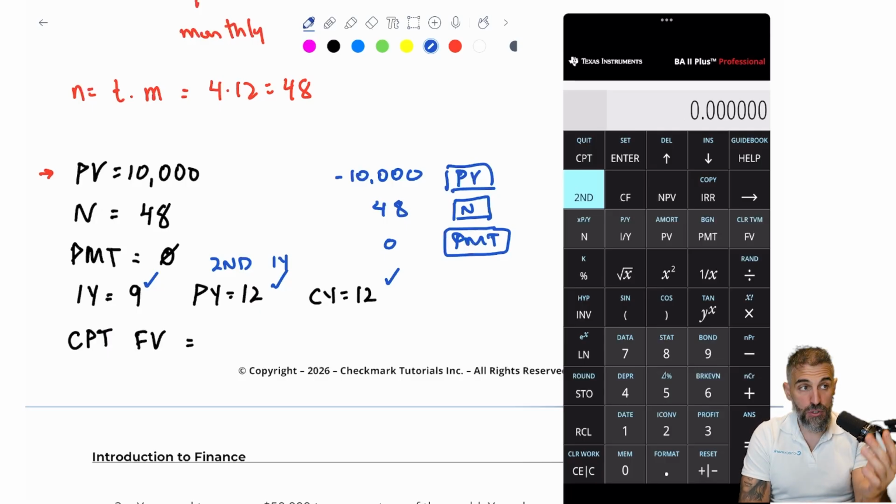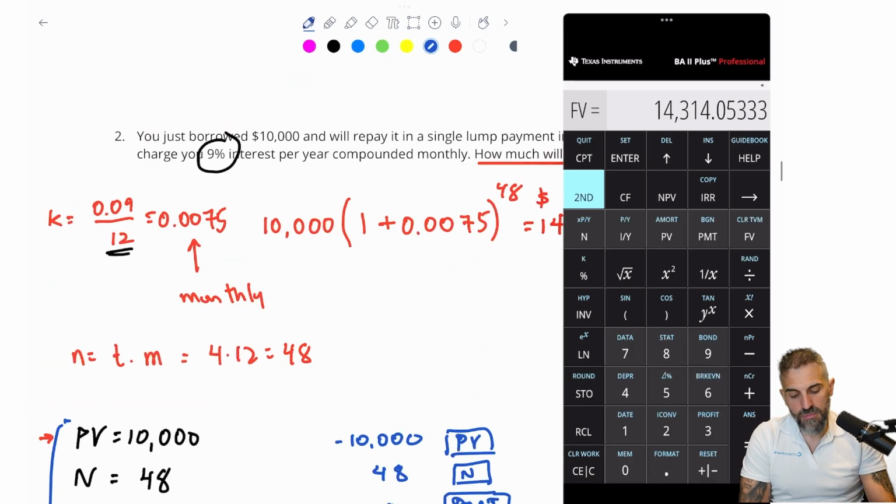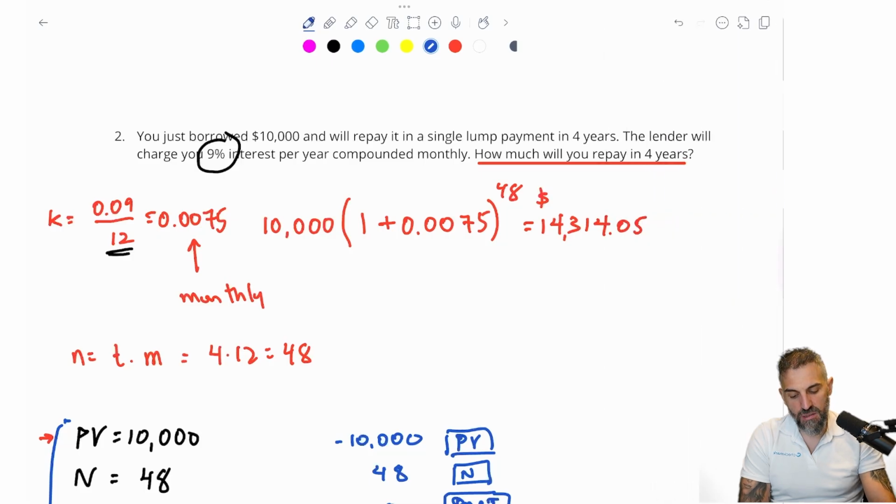And now you press compute, top left. Once you've entered all the values and you want to actually get the answer from the calculator, you need to tell it, hey, go and compute. Press compute, whatever you want. I want future value. And there it is. 14,314. It's the exact same number.